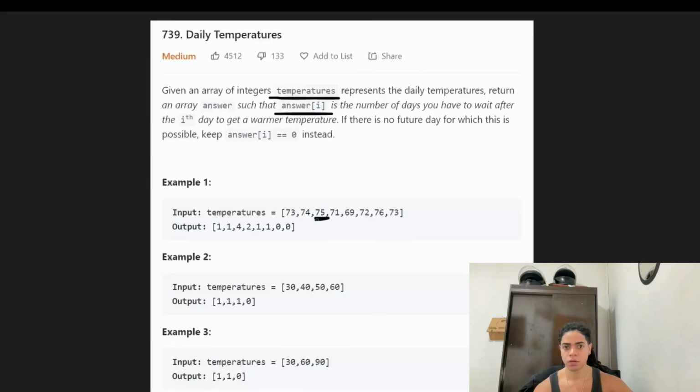Okay, for 75, how many days did it take us? 71 is not greater, 69 is not greater, 72 is not greater, but 76 is greater, and you can see that took about 4 days, right? So then we return a 4 in that position.